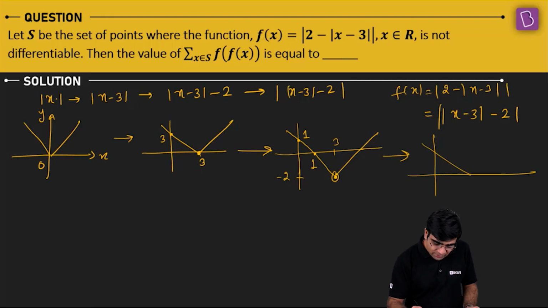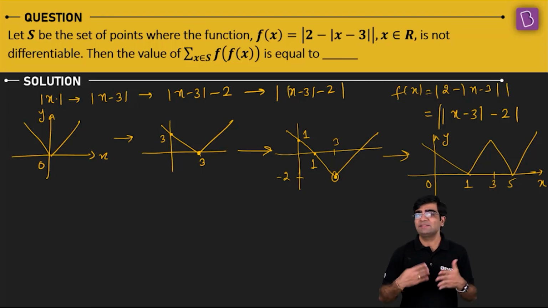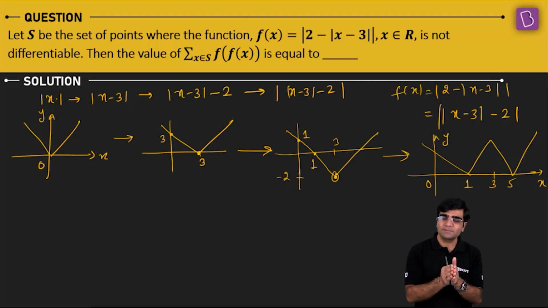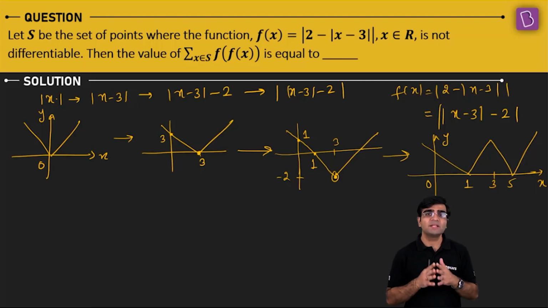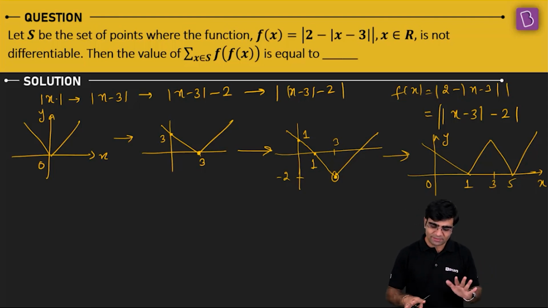So at this instance it will go like this, then again at 3 it will go up, then again at 5 it will go down, and like this. So this is 0, 1, 3, 5. Please don't go after the distribution or the scale of the graph. I hope the understanding is clear. So we started with mod x, then we moved to mod of x minus 3, then mod of x minus 3 minus 2, then we took the mod of the entire graph, that is, the portion below the x-axis has reached above the x-axis, and all the points I have marked.